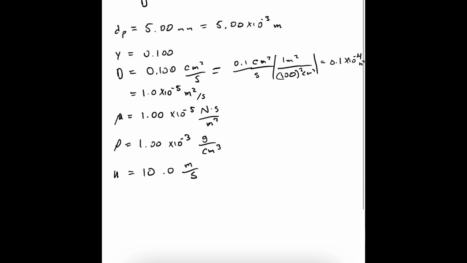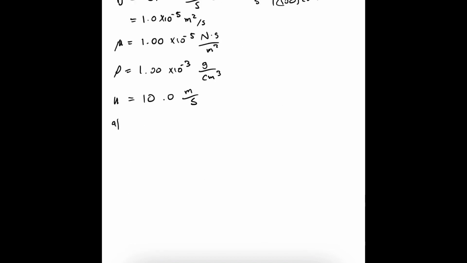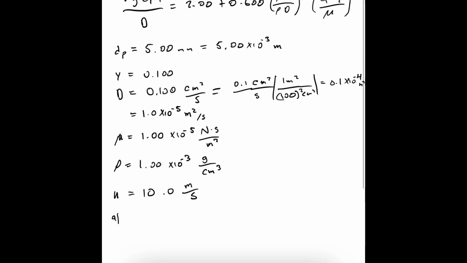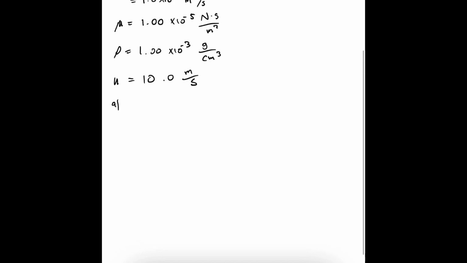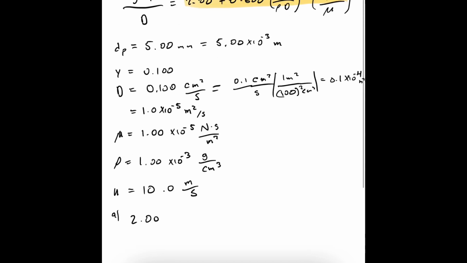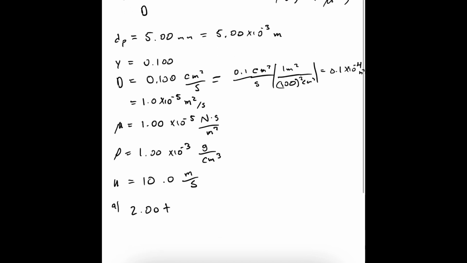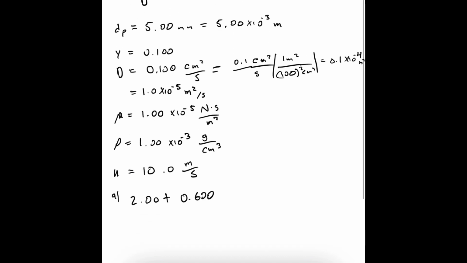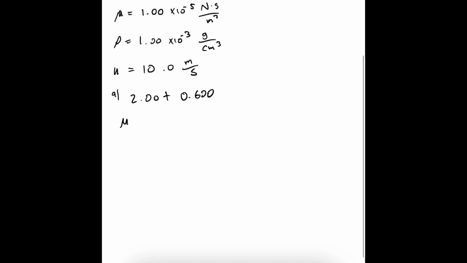Okay. Well, let's calculate what the right side of this equation looks like, given all the parameters that we were given, and then we'll be able to calculate what Kg is. So we know that 2.00 plus 0.600 times, okay, let's figure out what these dimensionless numbers equal.